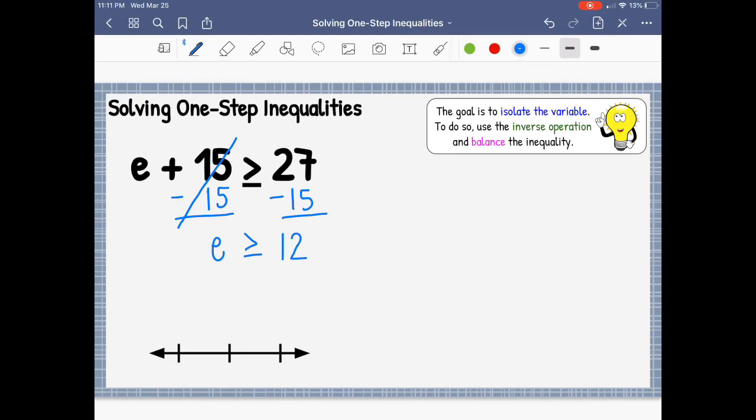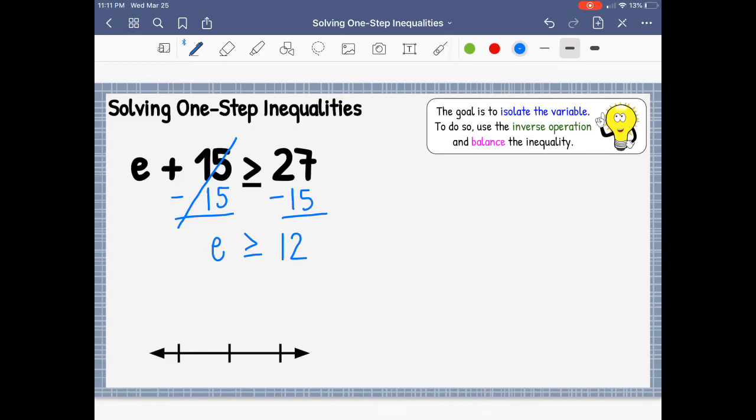So our inequality is E is greater than or equal to 12. That means E can be any value that's 12 or greater. When we graph it just like we learned earlier, would this need an open or closed circle?